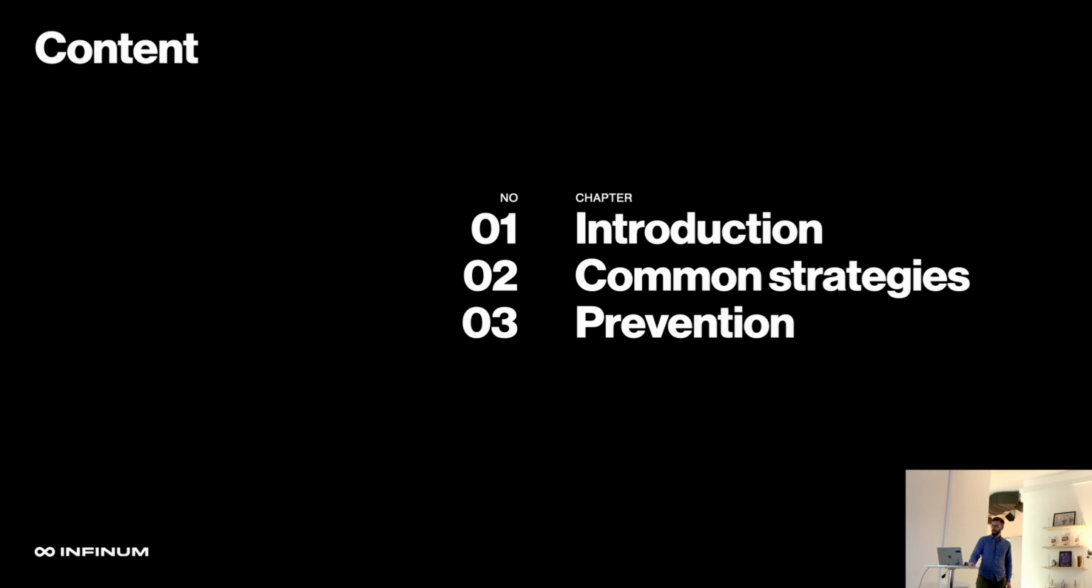In this presentation, I'll try to cover three different chapters. The first one is introduction, in which I will talk about the definition of technical debt. I'll go to some of the common issues and I'll define the types. After that, I'll go through the common strategies for managing technical debt, and then at the end I'm going to talk about prevention.